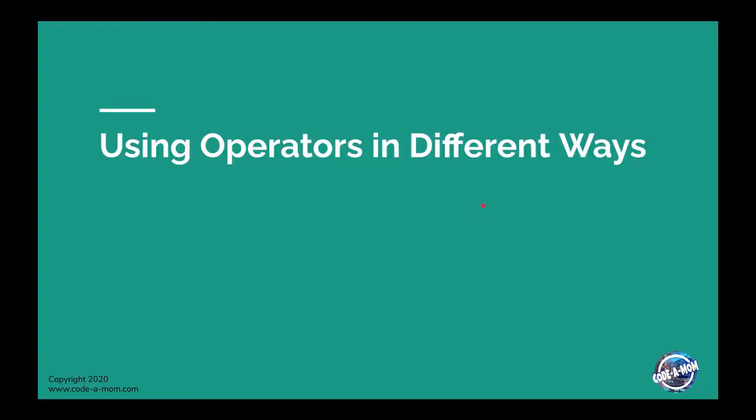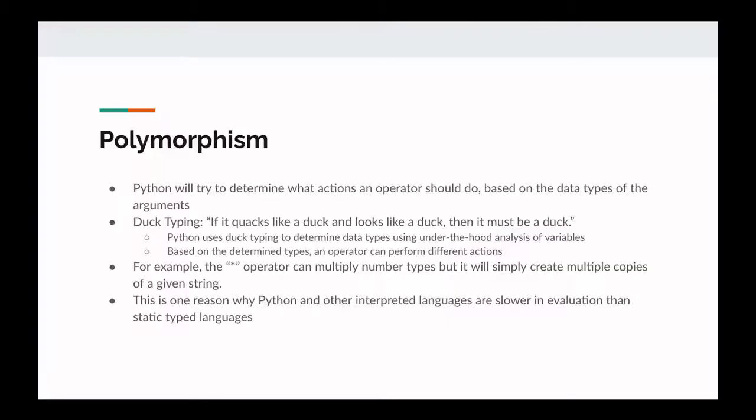Back to our slides, we're going to talk about how to use Python operators in different ways. So polymorphism is determining what the functionality is being called for a certain data type. Python uses what's called duck typing. Duck typing just says, based off of what this data object appears to be doing, I will make an assumption of what I should do to it.